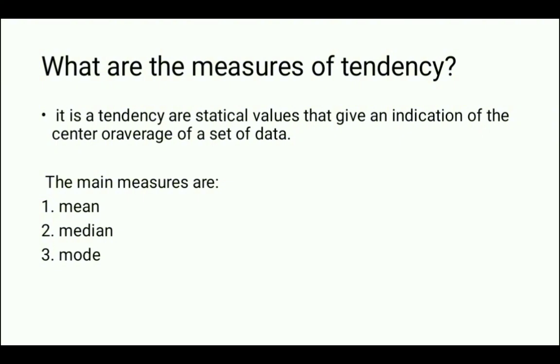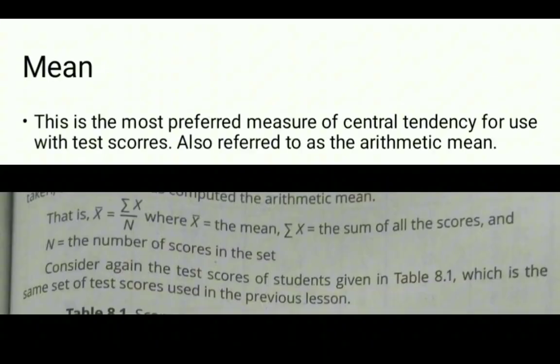What are the measures of central tendency? Measures of central tendency are statistical values that give an indication of the center or average of a set of data. The central tendency of a set of data is represented by statistical values that provide insight into its central or average position. The main measures of central tendency include the mean, median, and mode.